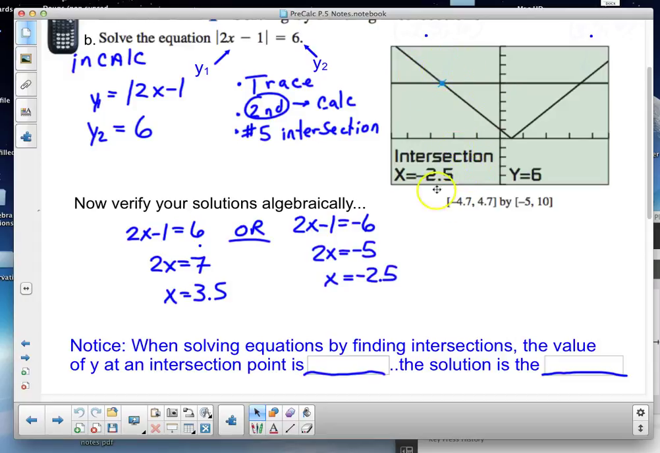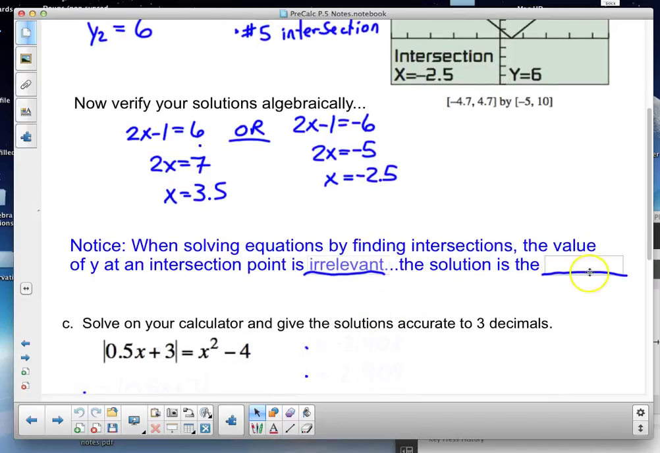Crazy stuff, okay? But now you have a way to check your algebraic work with your calculator. Notice how I said check your algebraic work and not do your algebraic work? Notice, when solving equations by finding intersections, the value of the y at an intersection point is irrelevant. The solution is the x value because remember, when we're solving that, we're finding where that function's going to cross the x-axis. Although it doesn't appear to, if I were to solve that function for 0, put everything over on one side and enter it in my calculator, I would actually see the zeros. And that's where the two functions cross, would be the zeros themselves.